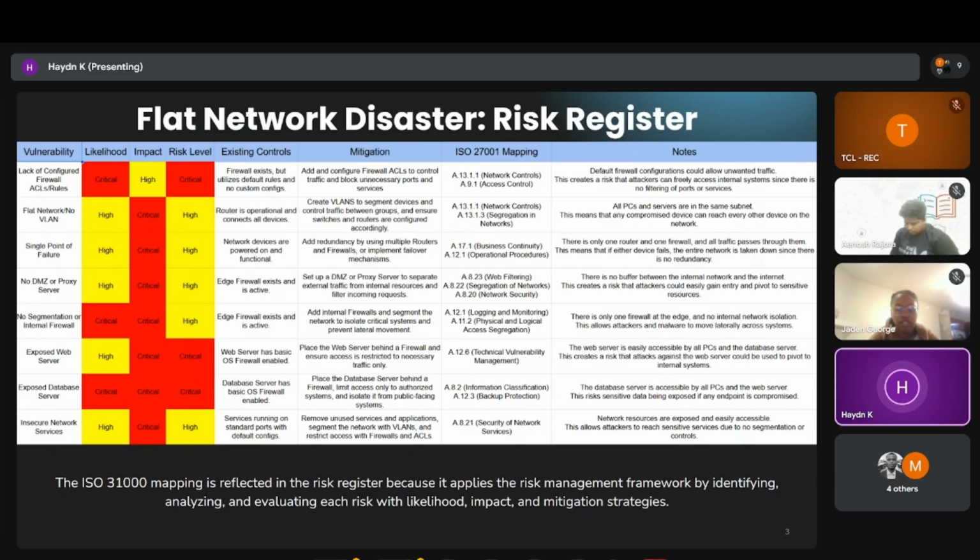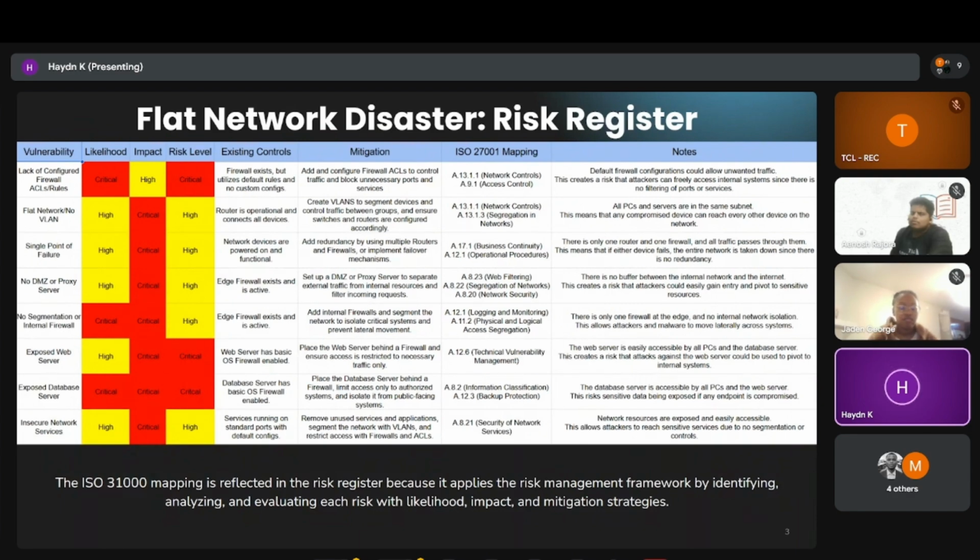Single point of failure is high likelihood, critical impact, high risk level. Network devices are all on and working, but we should add redundancy with multiple routers and firewalls and implement failover mechanisms. There is no DMZ or proxy server, which is a high likelihood, critical impact, and high risk level. The edge firewall exists and it's active, but it's got weak protections. So setting up a DMZ or proxy server to separate the external traffic from the internal resources and filter incoming requests could help with that.